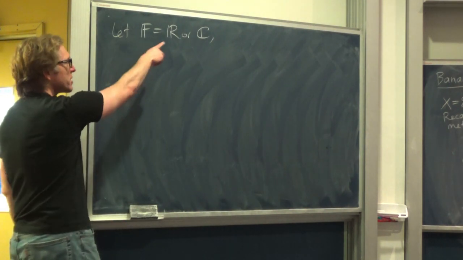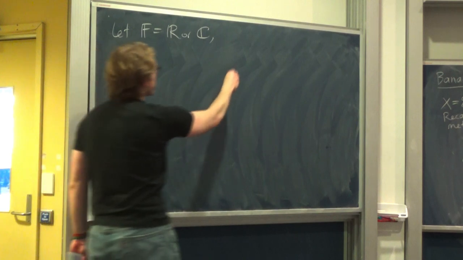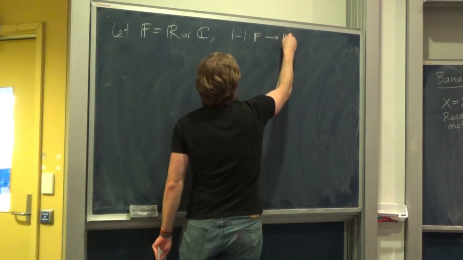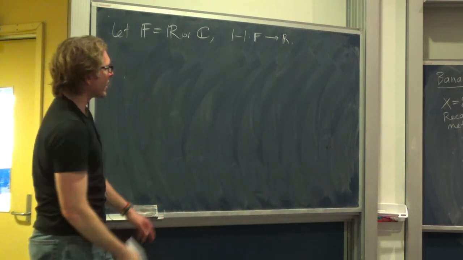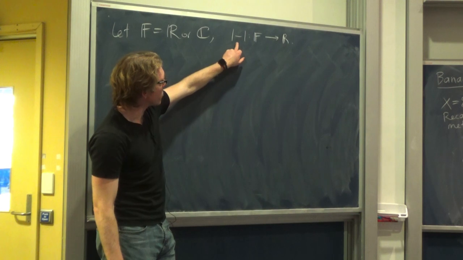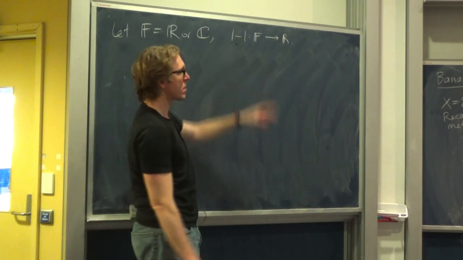A normed space is a vector space. It's either over R or C, so let F stand for either of those fields. Whichever choice I make, I have some function, which is the absolute value in the case F equals R, and which is the modulus in the case F equals C.